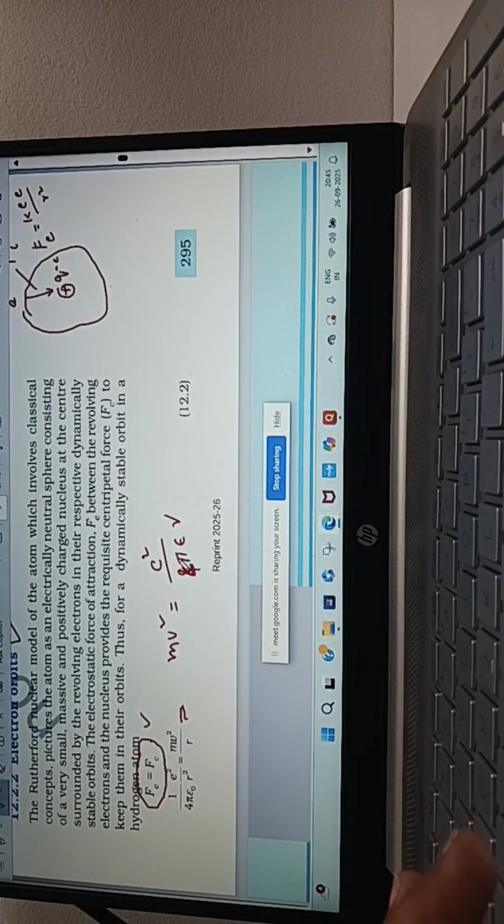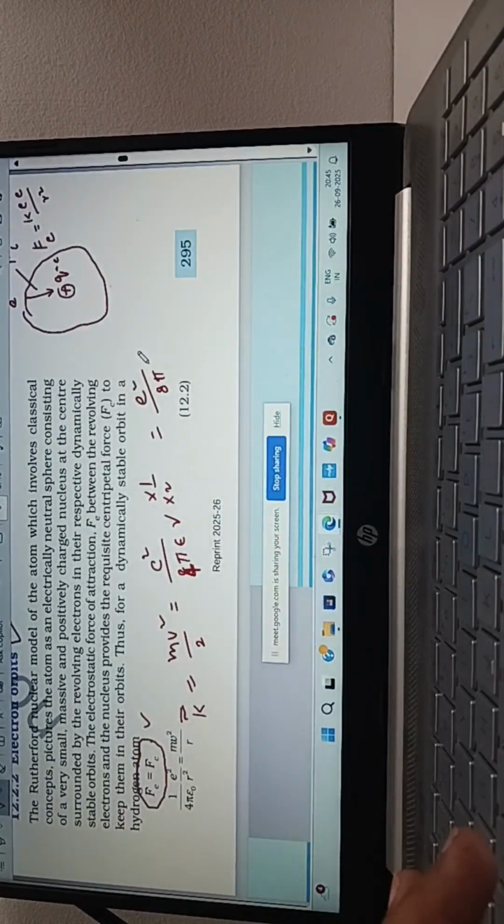Yes, sir. But kinetic energy means what you have to do? Here mv square, but we know half mv square, na? Here you have to put 2. Here also you have to put 2. Both sides I am multiplying by 1 by 2. So what you will get? e square by 8 pi epsilon naught r. This is the kinetic energy.